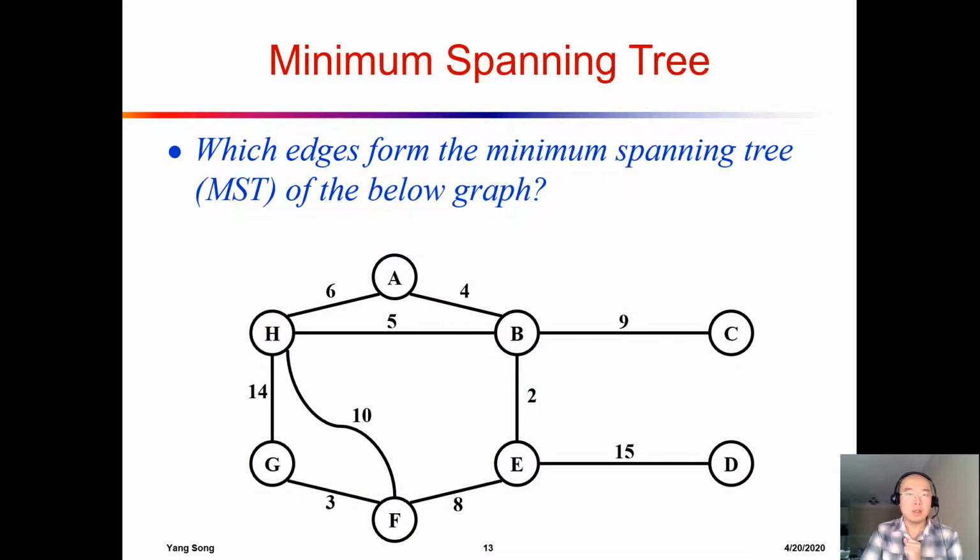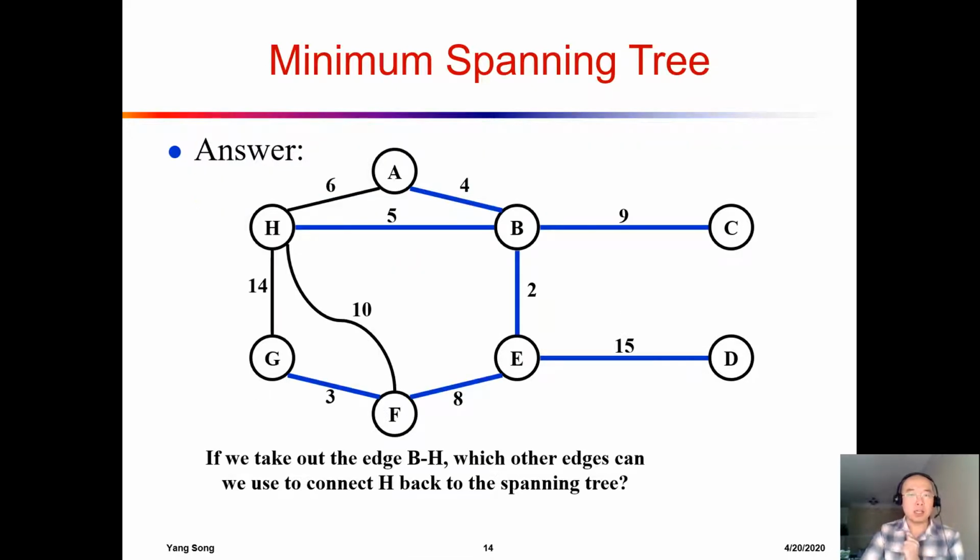Okay, so if we have to guess, how do we draw the MST, or the minimum spanning tree? Okay, so the answer is like this. We just keep all the edges highlighted in the blue color, and then we will have an MST.